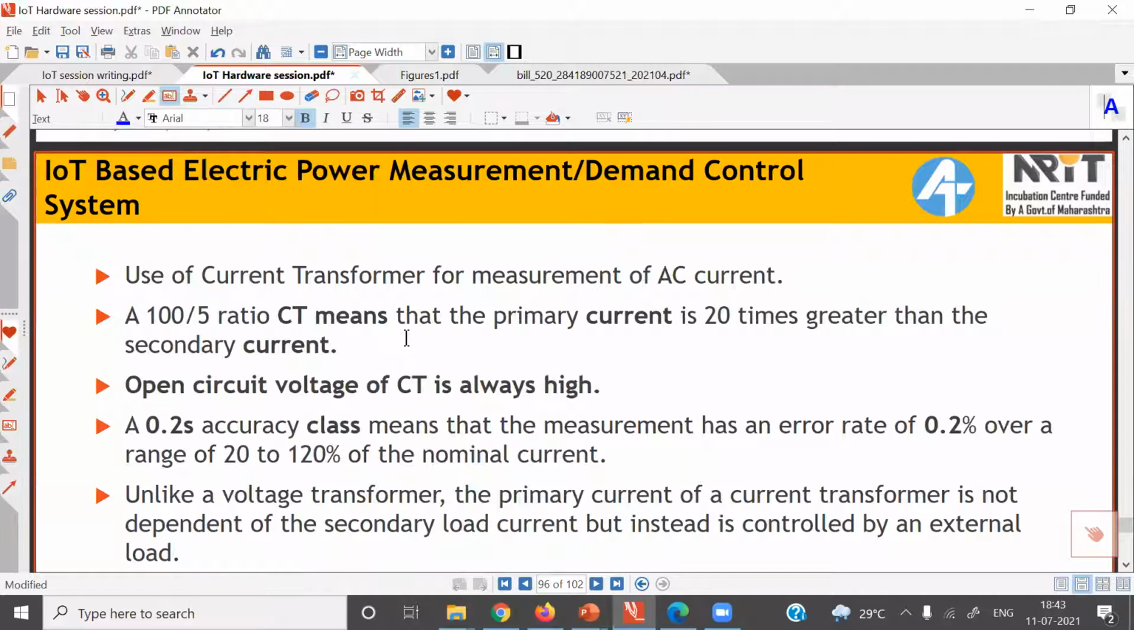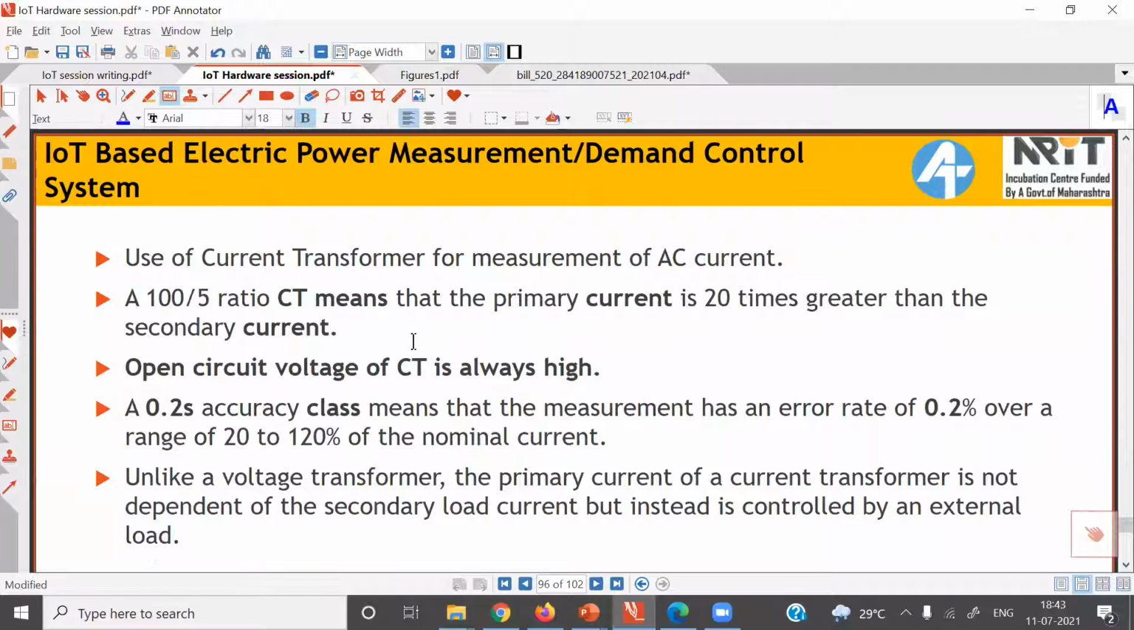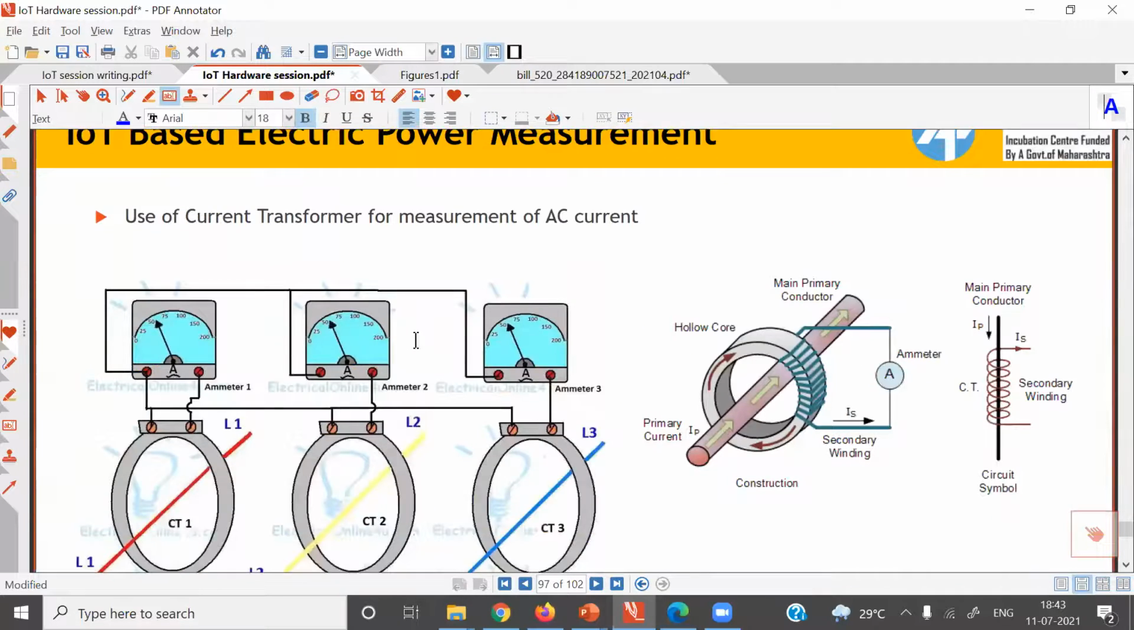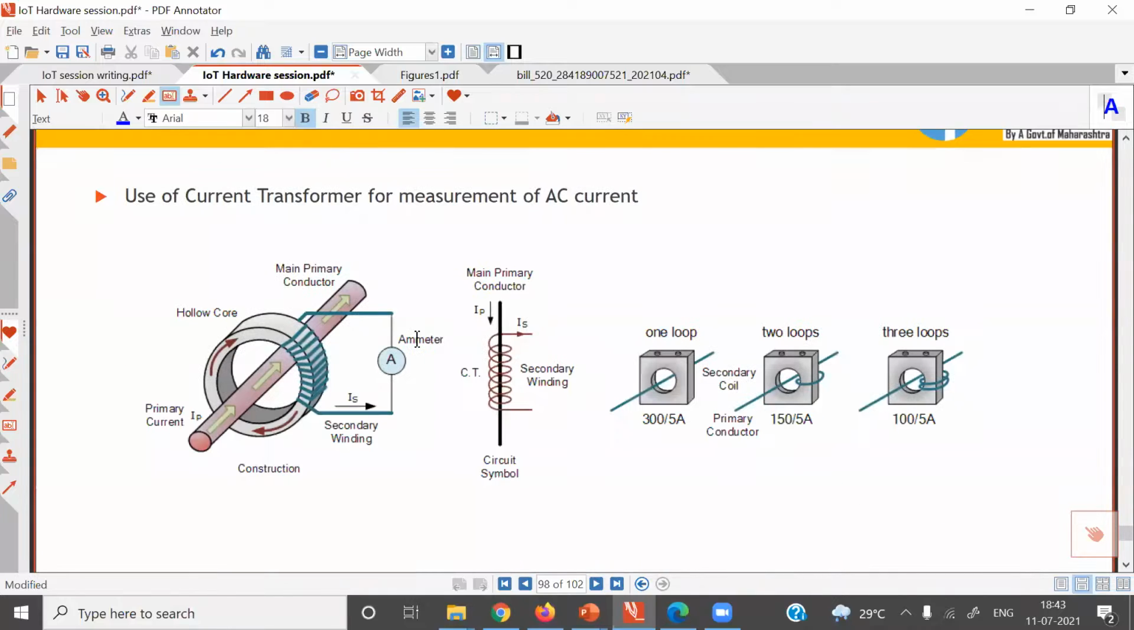In current transformer, your primary is current carrying wire. There is no physical primary. Primary of the current transformer is current carrying wire, and that must be passed through the CT. First of all, let us look at the CT construction. So CT is shown here.